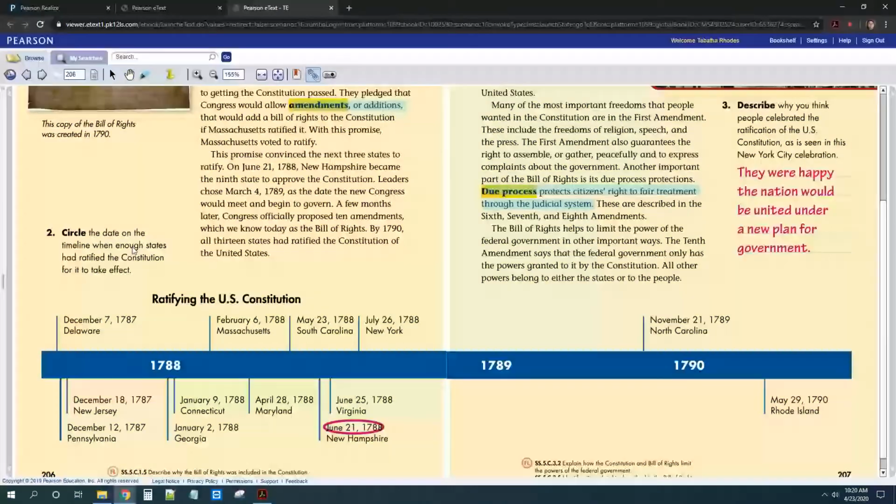And they asked you to circle the date when enough states had ratified it to take effect. And that happened on June 21st when New Hampshire ratified it. So when New Hampshire ratified it, that was the amount of states that we needed in order to start actually using this form of government.